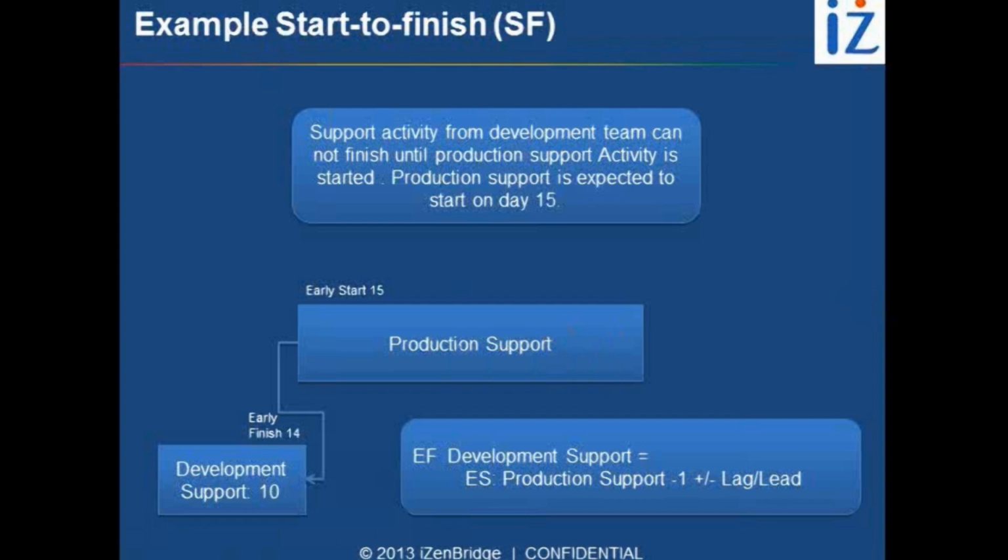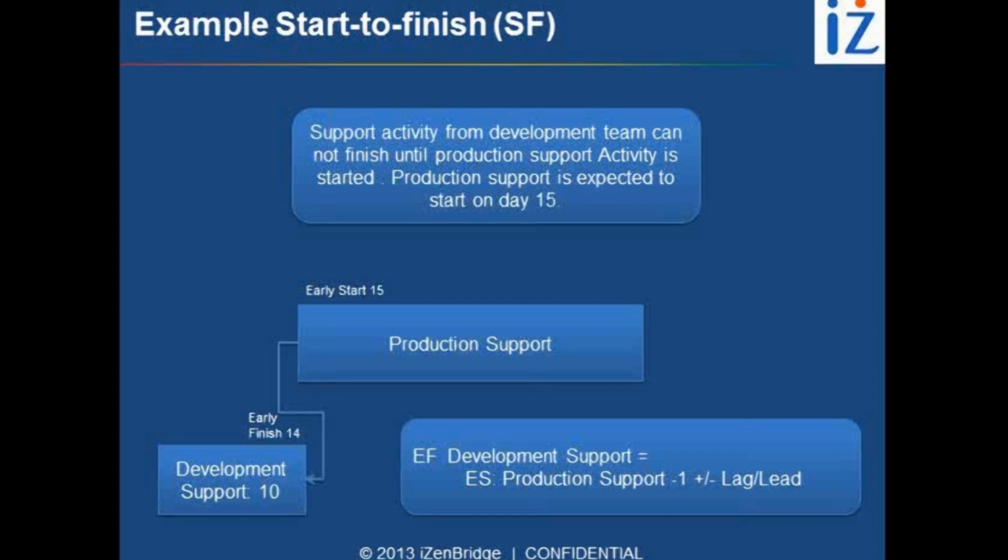In that particular case, if we take this example, if the estimated early start of production support is day 15, and I want to have a lag of 5 days, then I will wait. I will run 5 days in parallel. So this will finish on day 19, because I need to stay there for 5 days.